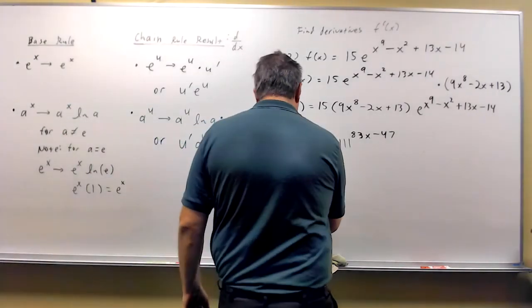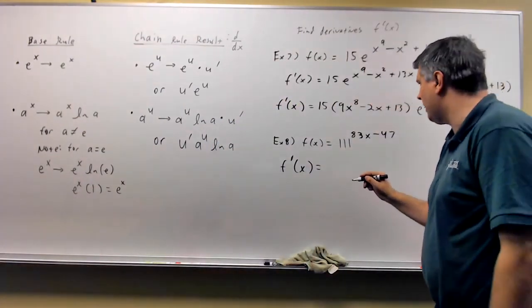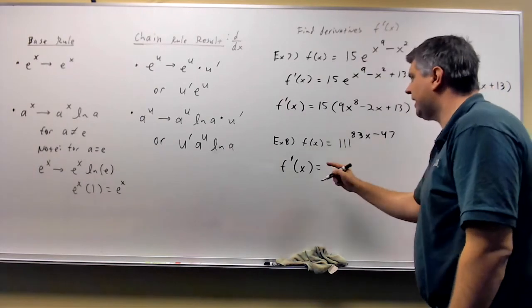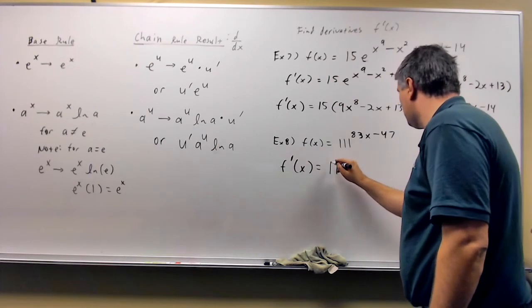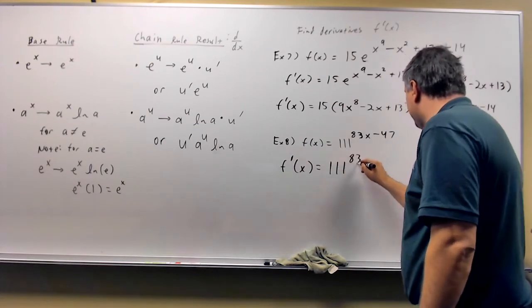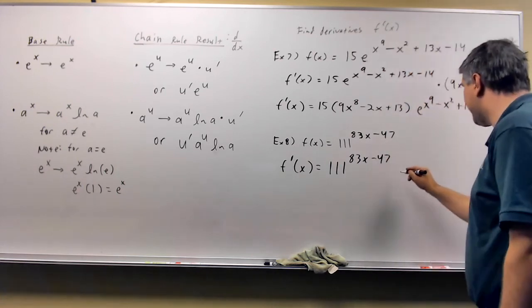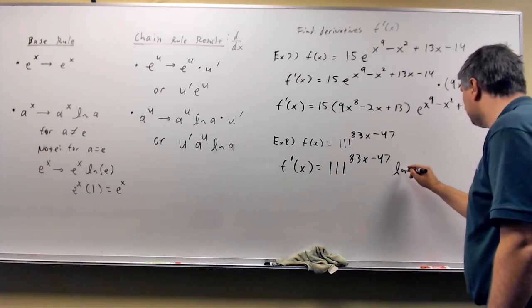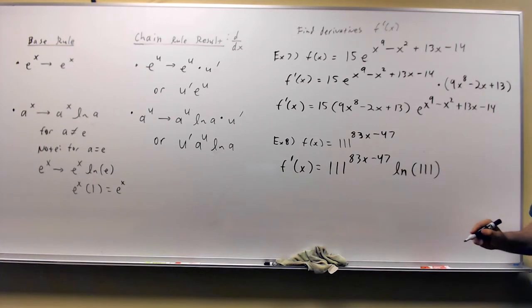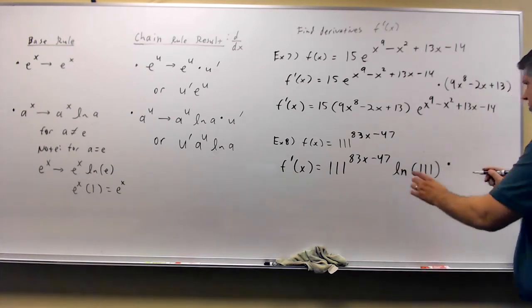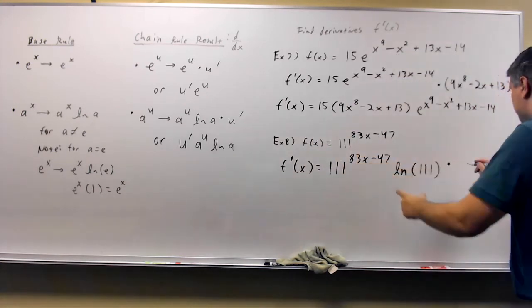Okay? So f prime of x will equal the original exponential expression, 111 times 83 to the x minus 47, times the natural log of the base, 111. Okay? Times the derivative of the exponent. So that would be, the derivative of this is just 83.